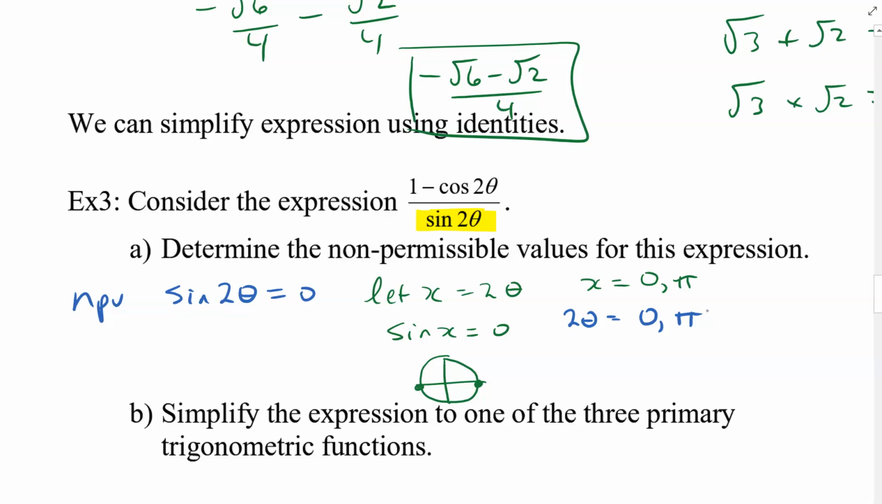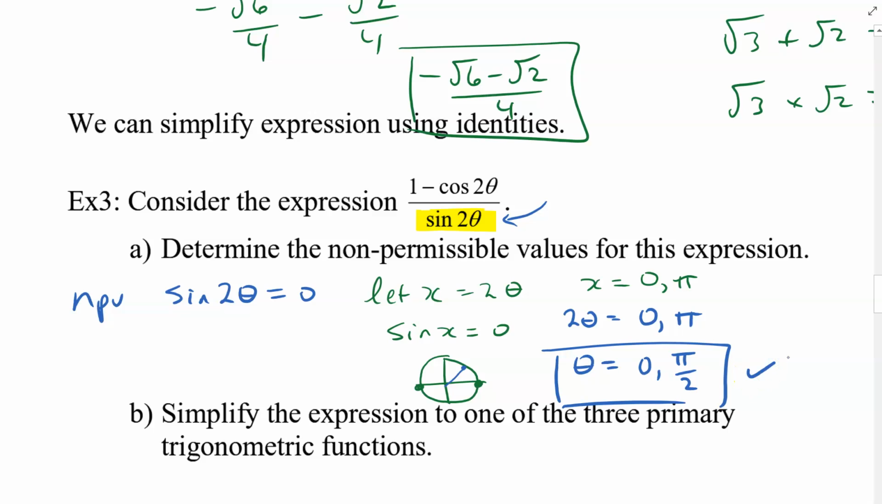Now my last step is to say, but I'm not interested about 2 theta. I want to know what angles for theta. So theta would be equal to half of 0, which is still 0, and half of pi, which is pi over 2. And so those would be my 2 answers. Now when you think of it, where is pi over 2? Pi over 2 is right here. If I put that into my denominator, when theta is pi over 2, twice pi over 2 is pi. The sine of pi is 0. So that's why it makes sense.